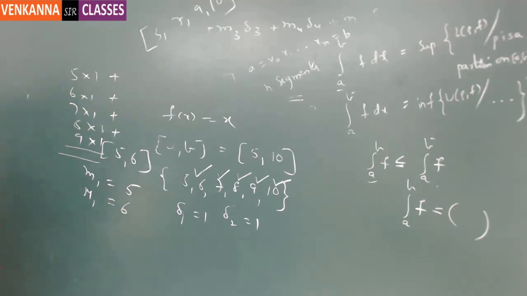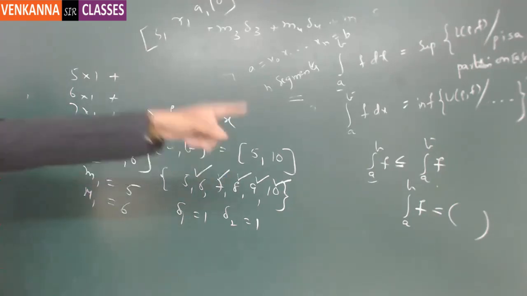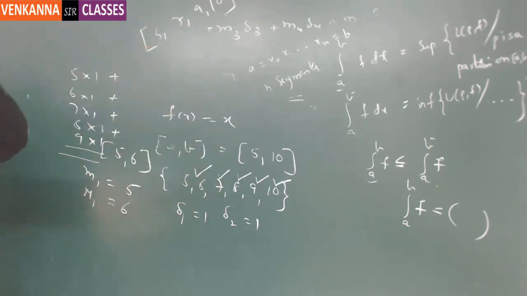Are you getting the idea? The underlying idea: I am considering each and every point between the interval. That's why I am saying n tends to infinity. The number of segments, I am taking infinite segments between A and B. However, the function values will be changing. Infimum and supremum will change.